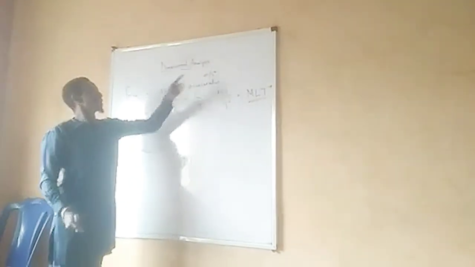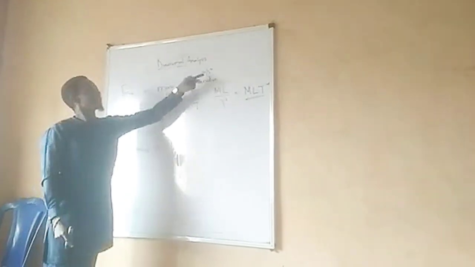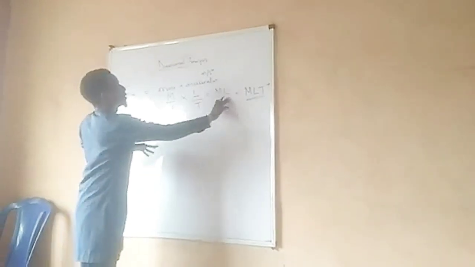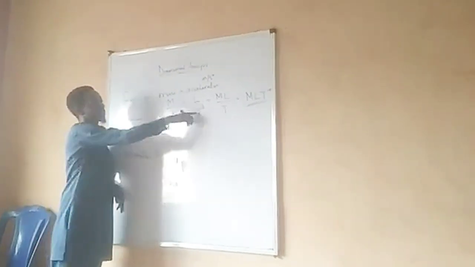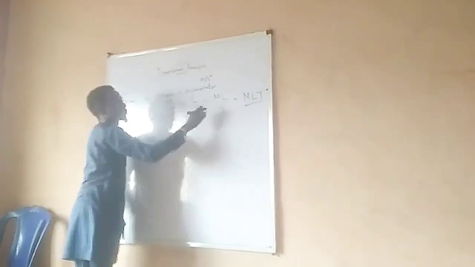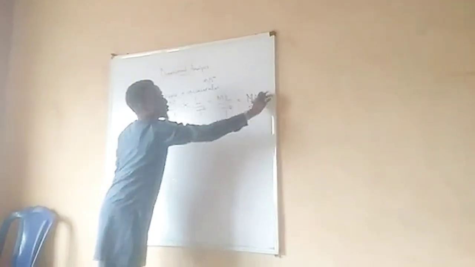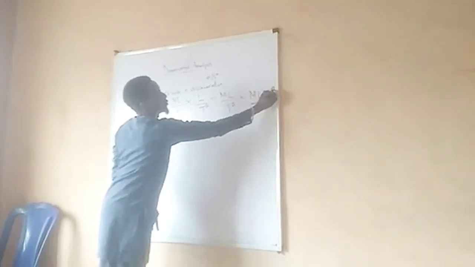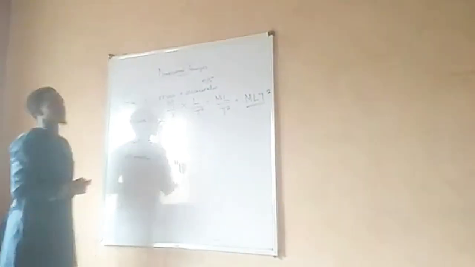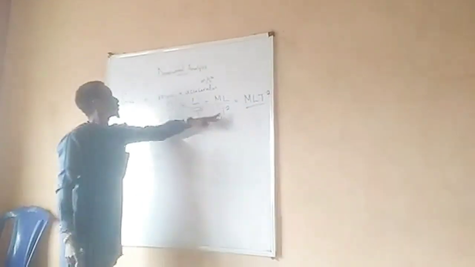So meter represents L. Our time is... okay, sorry. We forgot to put square there. Are you seeing the square? Yes. So it needs to be square. It needs to now be minus what? 2. Brilliant. Minus 2. So any little distraction can make you get a wrong answer. So that is the complete dimension for force.